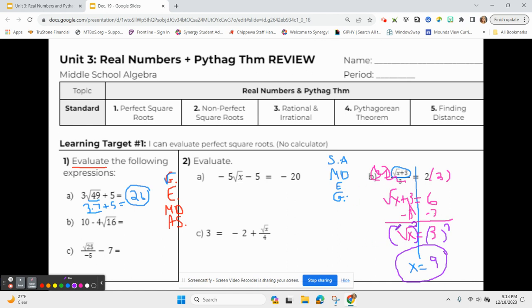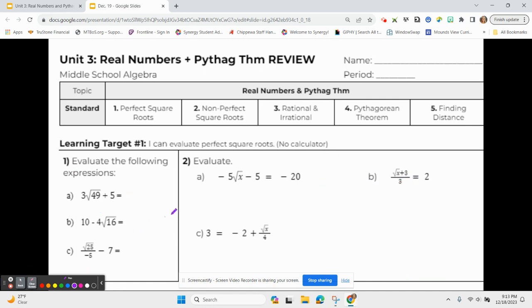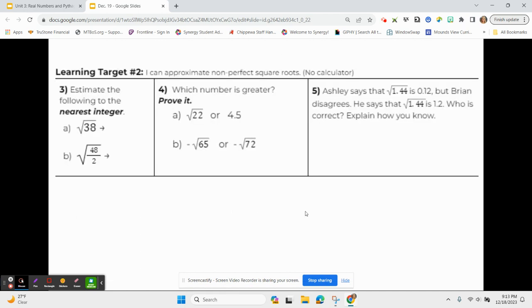So here you will see some problems like that on our performance, going through and solving for x using SADMEG, reverse order of operations. Our next learning target 2, I can approximate non-perfect square roots. Again, this is a non-calculator section. And so take your time, use your pink notes.